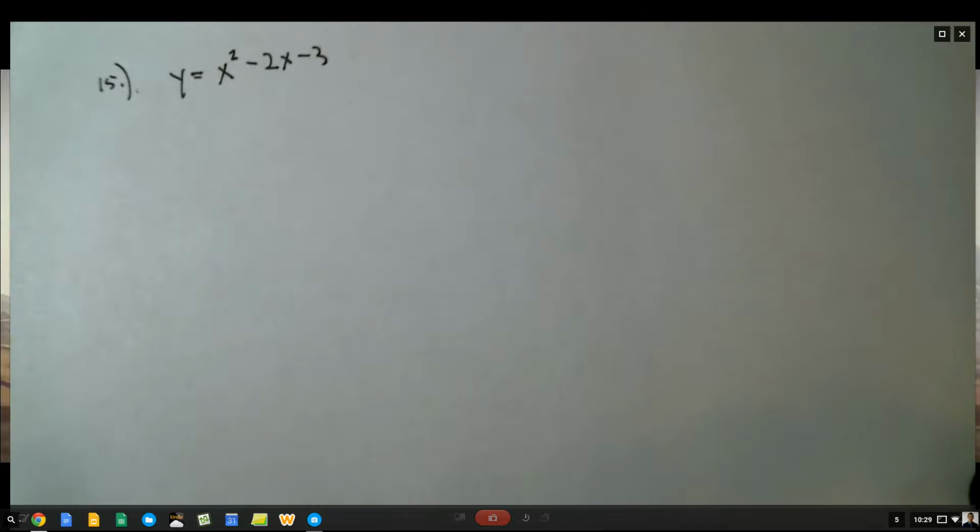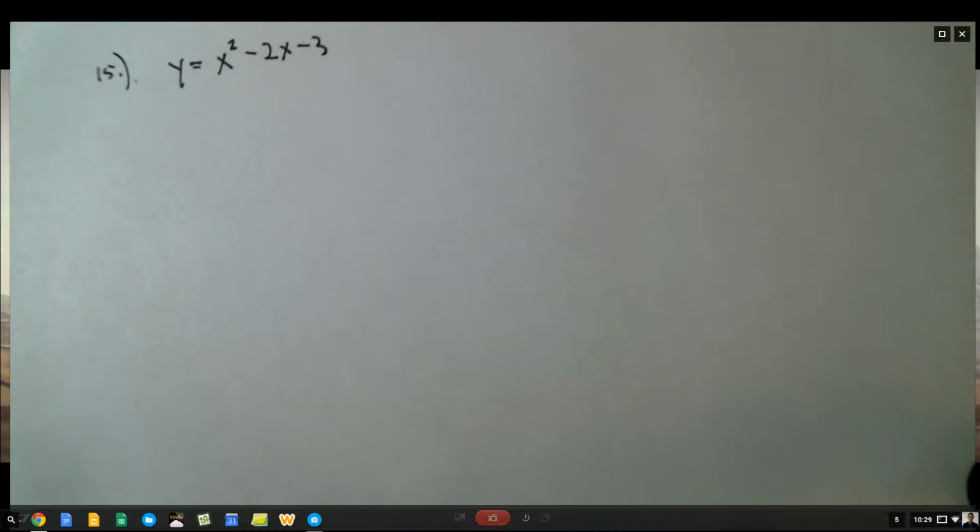Number 15. So what we want is to graph y is equal to x squared minus 2x minus 3. And we want to get all the other things the question is asking as well: the vertex, the symmetry, maximum value, y-intercept, and x-intercept. So first thing we have to do is graph it. How do we do it? Well, we need the vertex. That way we can graph it and knock out one of the questions.